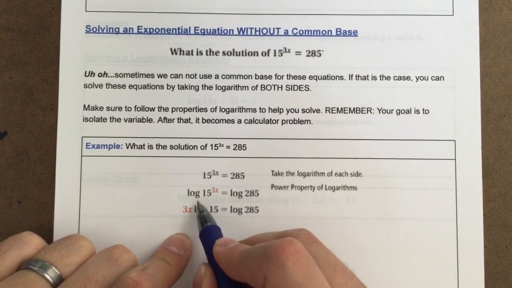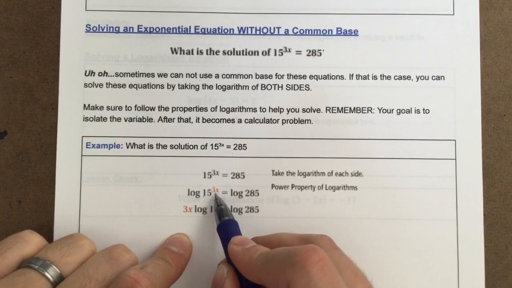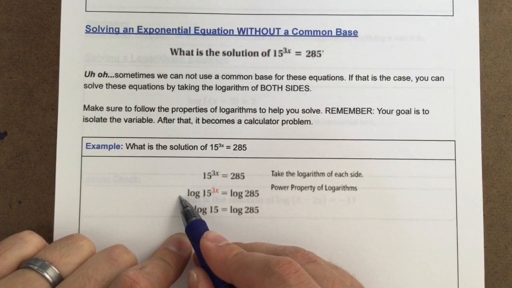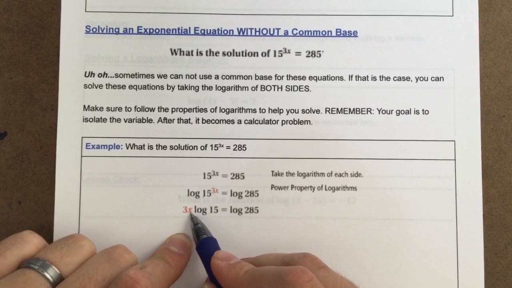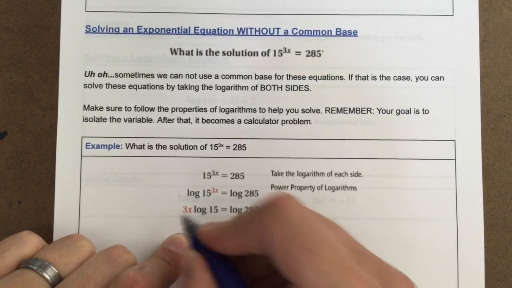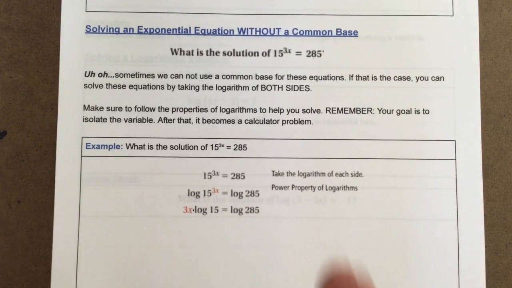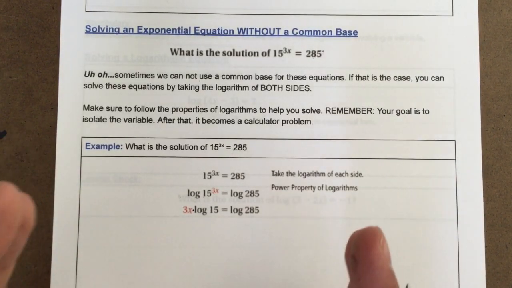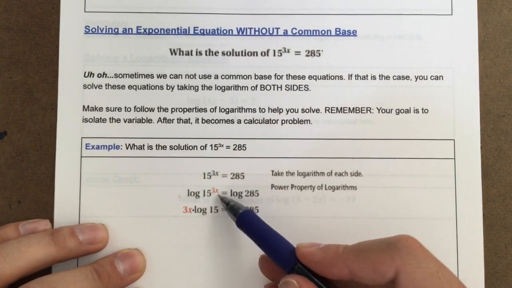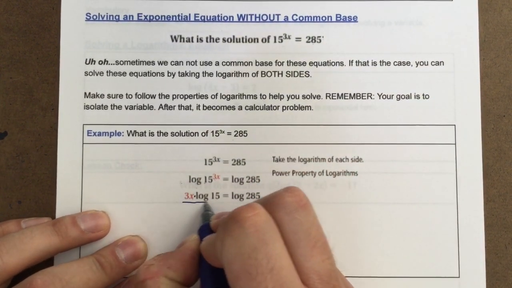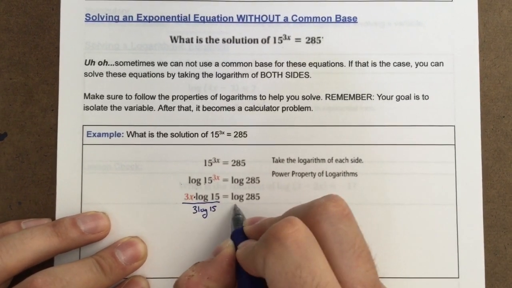What I'm going to do here is use the power property to move this exponent to the outside of our logarithm. So log base 15 of 3x becomes 3x times log of 15. And then the log of 285. You have to take the logarithm of both sides of your equal sign. So at this point, since our goal is to isolate the variable, I'm going to divide by 3 log 15. And you can do the same thing on the other side.